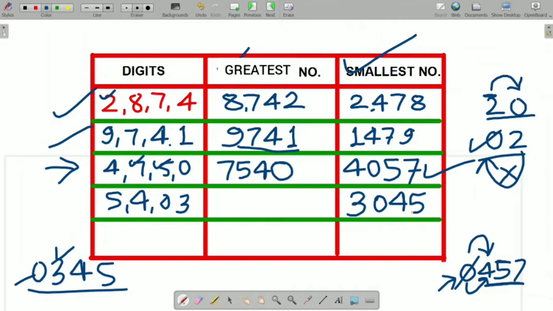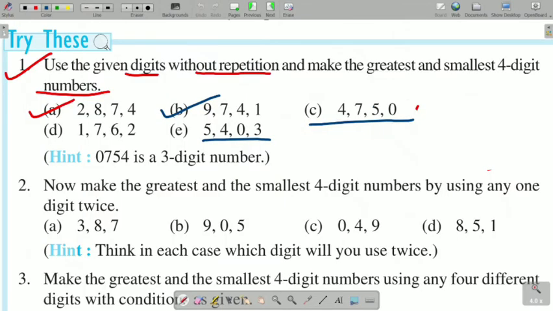And for the greatest number, just write the greatest digit first, 5, then another one 4, then 3, and at last you can write 0. So in this way you can make your greatest and smallest number. Now come to the previous page. Now come to question number 2.